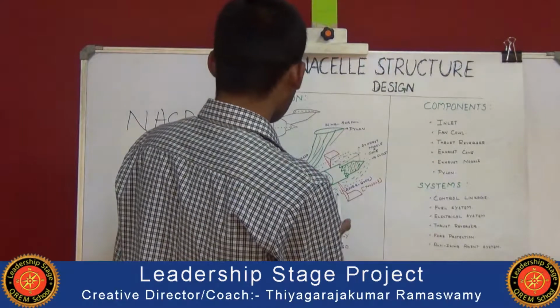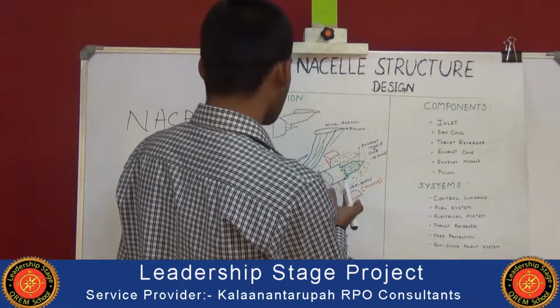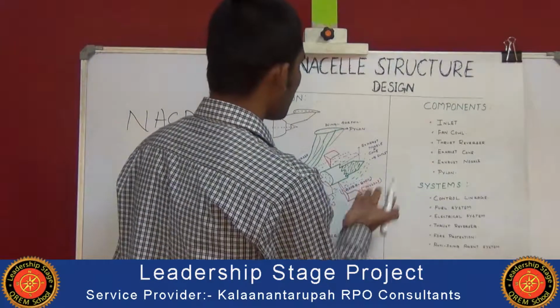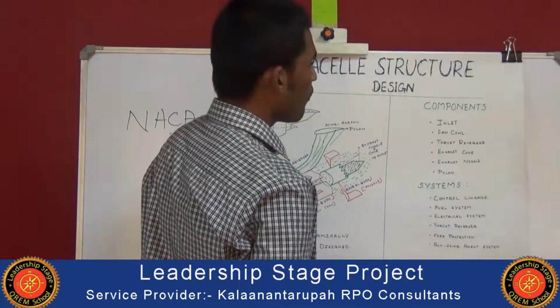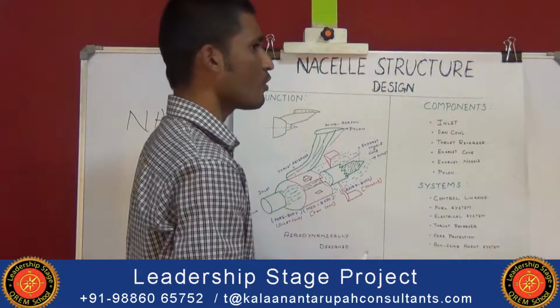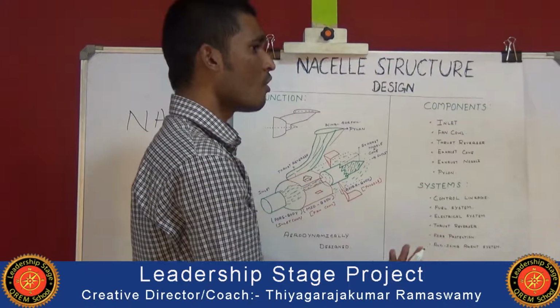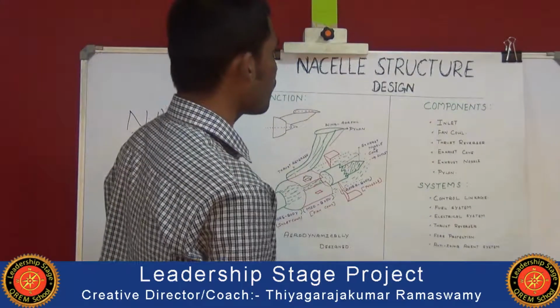The main function of the inlet is to compress the air from the atmosphere, as well as direct it to the engine. The next one is the fan cowl. The fan cowl is a structure surrounding the fan cases of the engine. The main function of the fan cowl is to provide access to the engine for servicing, as well as maintaining the engine.